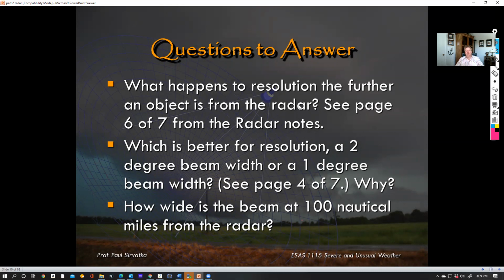So what's better for resolution? The answer is a narrower beam. The 1 degree is better than 2 because the resolution is based upon a narrower beam.